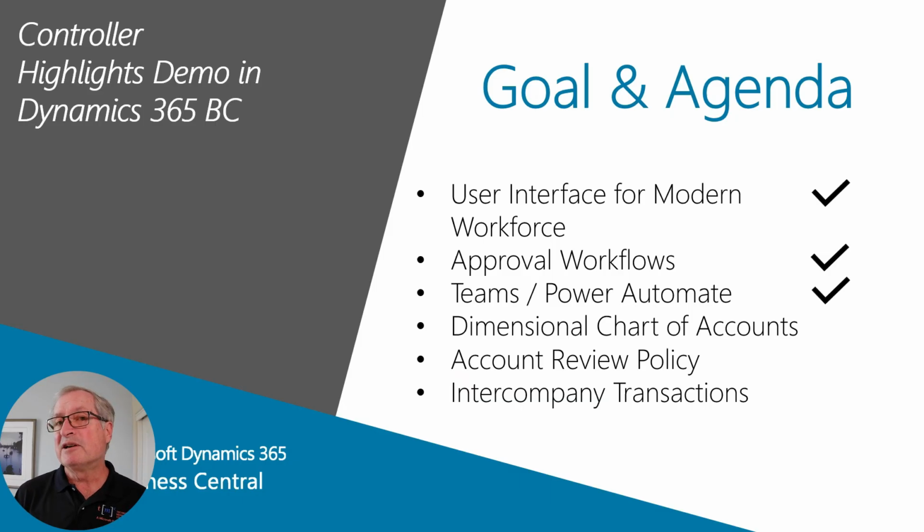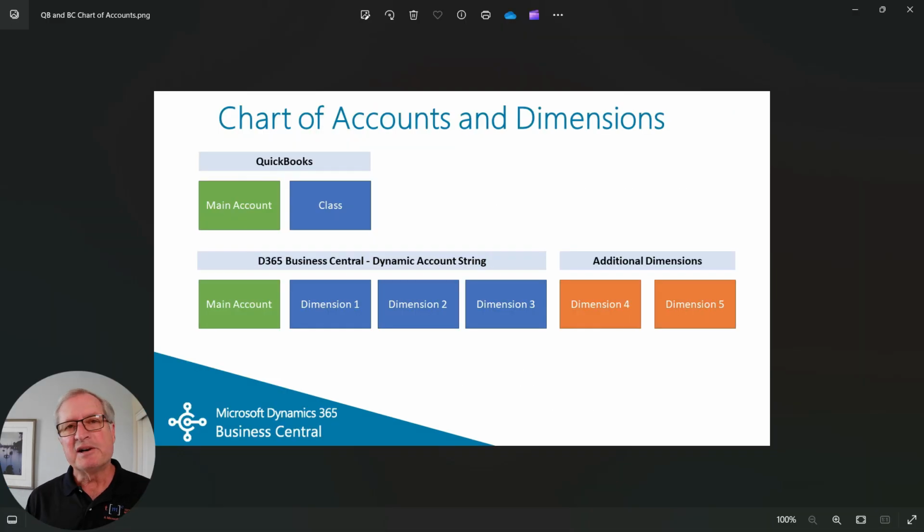Let's take a look at the chart of accounts in Business Central. The chart of accounts in Business Central is referred to as a dimensional chart of accounts. It's dynamic in that I don't have to set up all the relationships between the main account and the dimensions. The dimensions are merely segments. You may be used to segments in other systems. The dimensions allow you to have different values to attach to a main account to have a full account string.